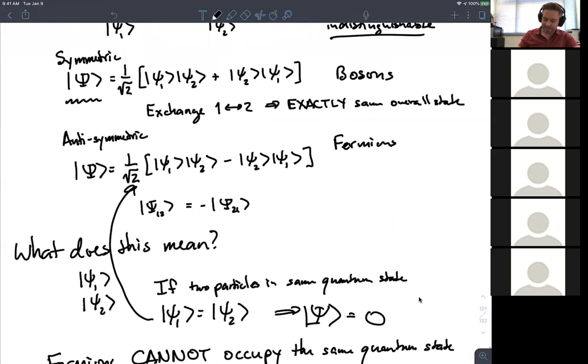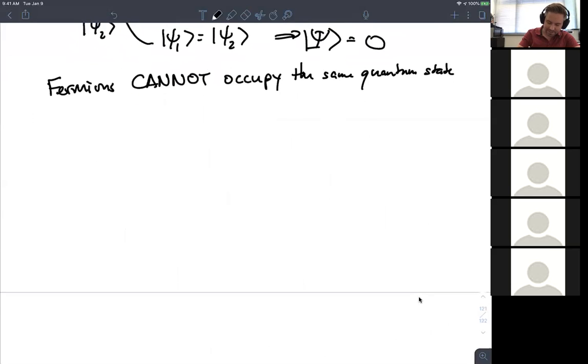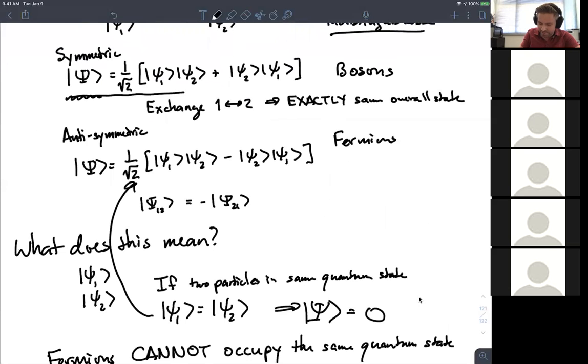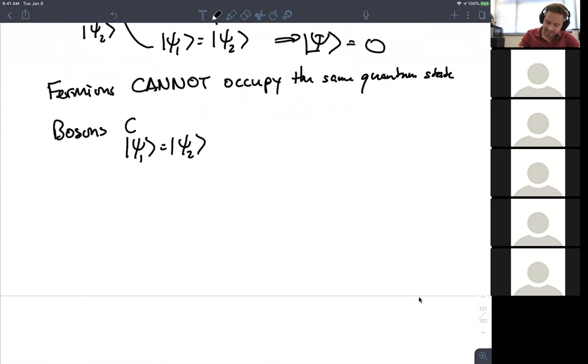So multiple fermions have to be in different quantum states. Otherwise, the wave function vanishes and poof, everything disappears into thin air. Bosons, on the other hand: if for bosons you say Psi1 is equal to Psi2, and you come back up here to your symmetric boson wave function and plug that in, you still get something that is not 0. So the fact that your multi-particle boson wave function is not 0 means that can happen. That is okay. In other words, bosons can occupy the same quantum state.